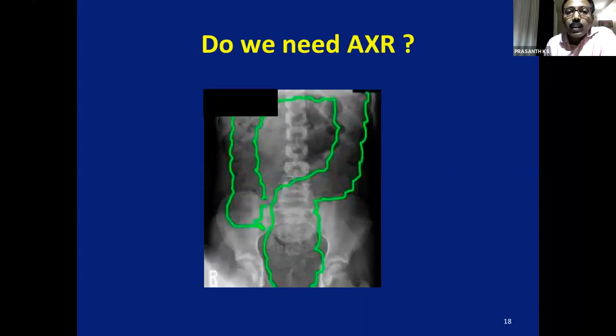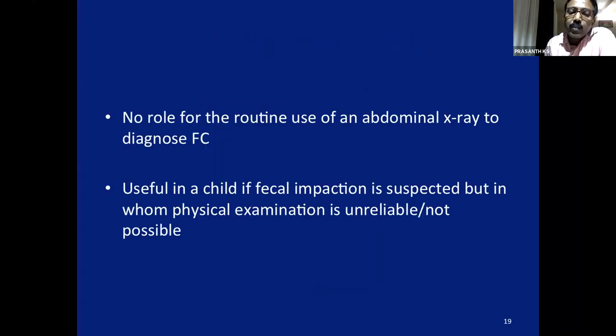And as a routine, do we need abdominal x-ray like this? Because being small babies and children should be sensitive to radiological exposure and all. In the case vignette which we discussed, the physical examination was actually pointing to the presence of fecal impaction. So there are a few settings where you really require x-ray. As a routine, there is a firm no for abdominal x-ray to diagnose functional constipation. But it may be useful in those situations where fecal impaction is suspected, but in whom physical examination is unreliable or the child is hostile for digital rectal examination, that is not possible.